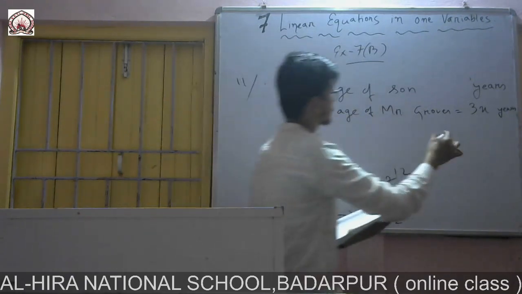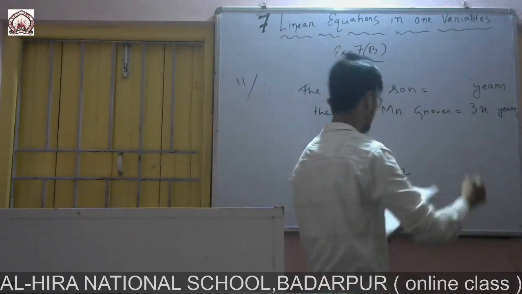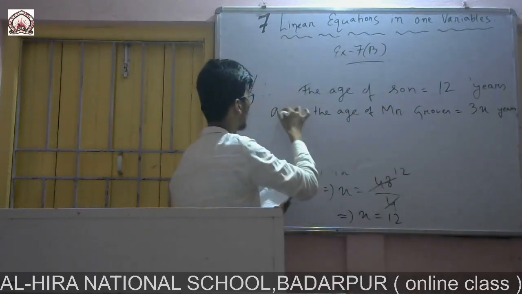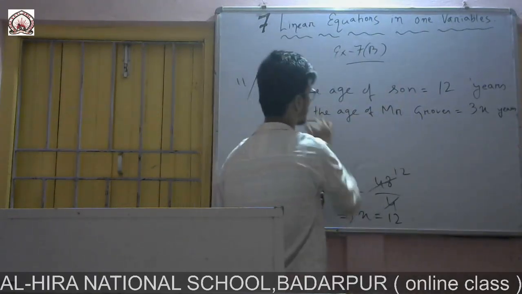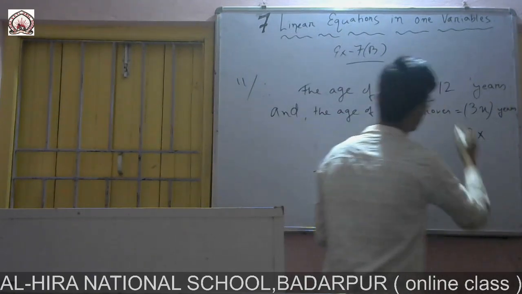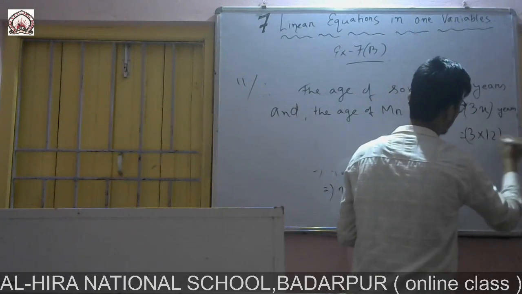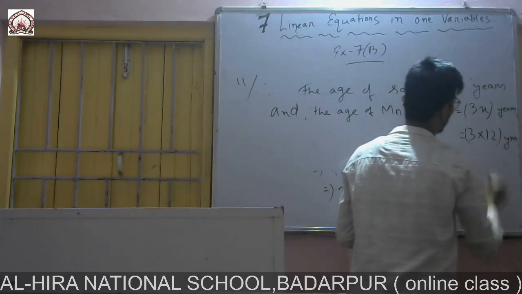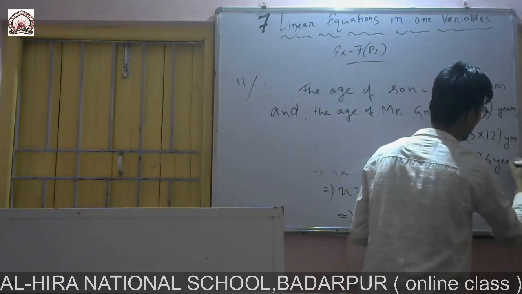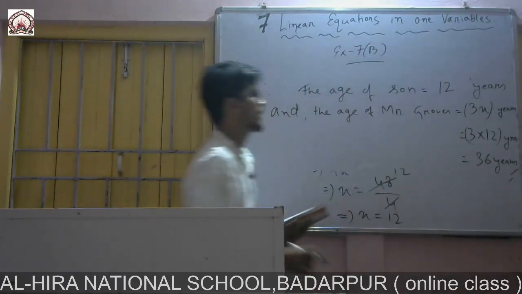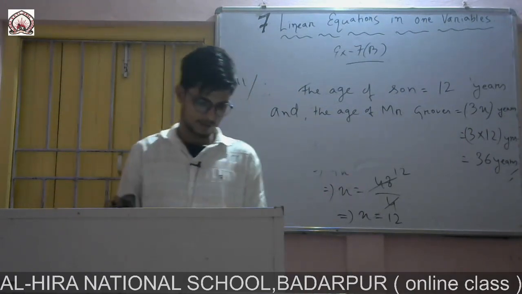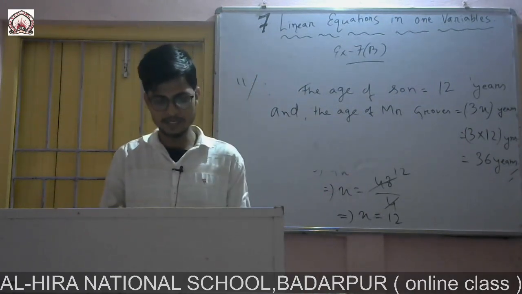the age of son is equal to x years, that means 12 years, and the age of Mr. Grover equals 3 into x years, which is equal to 3 into, what is the value of x? It is 12. If I multiply, it is 36 years. So the age of Mr. Grover is 36 years.